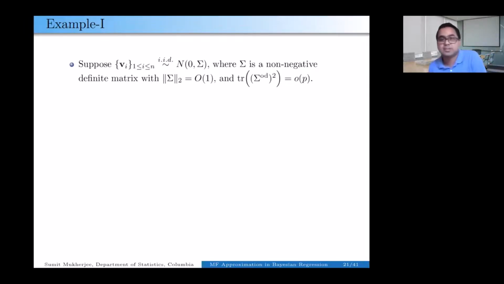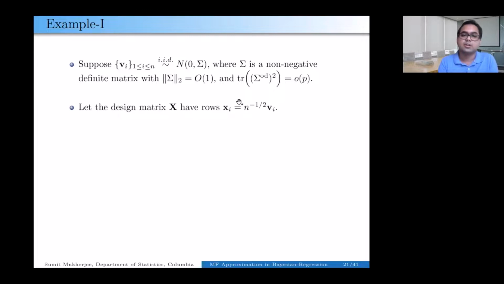So the first one is not IID. So suppose the v_i's are vectors of IID Gaussians, but the Gaussians have a covariance built in. You can throw in any covariance that you like as long as its operator norm is order 1, and this trace condition is satisfied. You take the off-diagonal part, its square is smaller of p. This is our mean field assumption. I'll give you explicit examples later on. So you take the x's to be scaled versions of v. This you need to ensure that x also satisfies the operator norm condition. Then x has operator norm order 1.